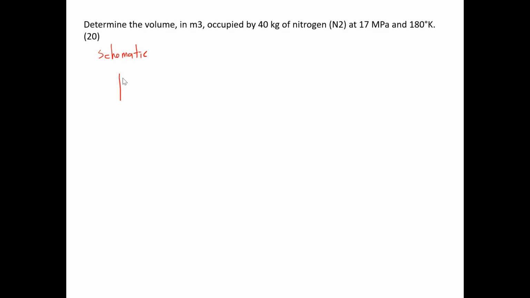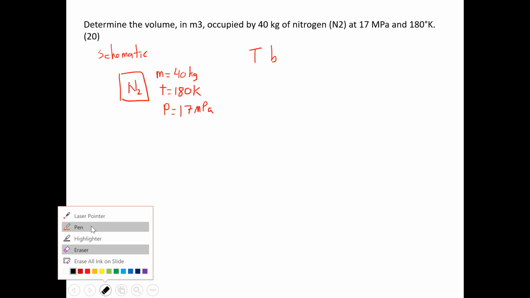So, a simple schematic, just nitrogen in a tank where we have 40 kilograms, a temperature of 180 Kelvin, and a pressure of 17 megapascals. Right? So what do we do with that? Well, the first step is to find the critical properties. So if you go to the back of your book to table, I believe it's A1.